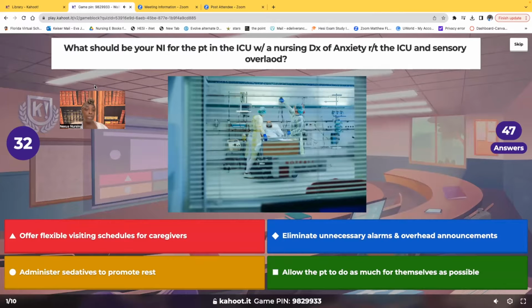What should be your nursing intervention for the patient in the ICU with a nursing diagnosis of anxiety related to the ICU and sensory overload? I spelled overload wrong, forgive me. If you didn't make it into the Kahoot and you're on the live, you can just type in your answer on the live.